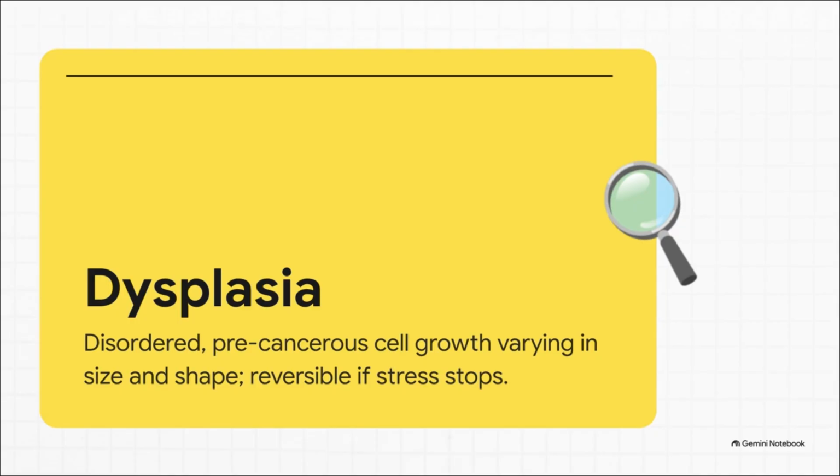This is disordered cell growth. If you look at this under a microscope, these cells vary wildly in size, shape, and organization. It's a mess. This is the exact moment where microscopic changes become really concerning, because dysplasia is fundamentally a precancerous change. But, and this is vital to remember for your boards, at this stage, it's still reversible if you remove the stressor, like if they stop smoking. The cells haven't quite crossed that point of no return yet.